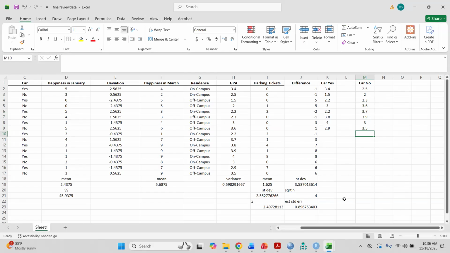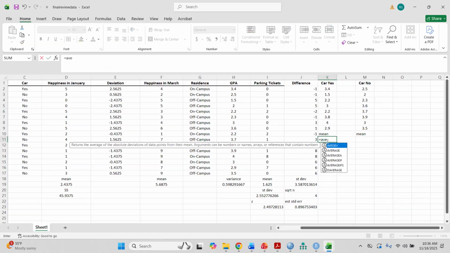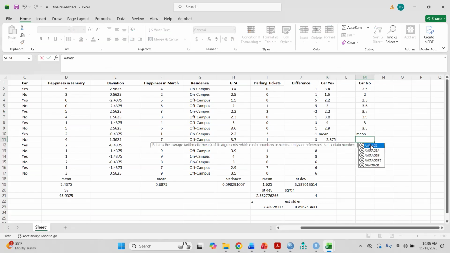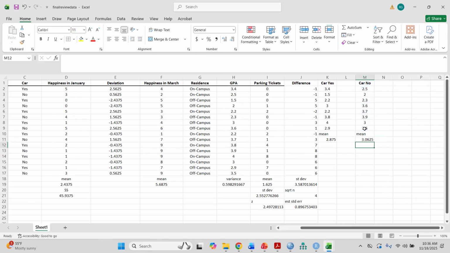In order to find the pooled variance, the first thing you need to do is find deviation scores and then find the sums of squares. So in order to do that, we need the means first. We need the mean GPA for each group, equals average. Okay, so it looks like people without a car might have a higher GPA, but we don't know if that's significant. We're going to find the deviation scores.